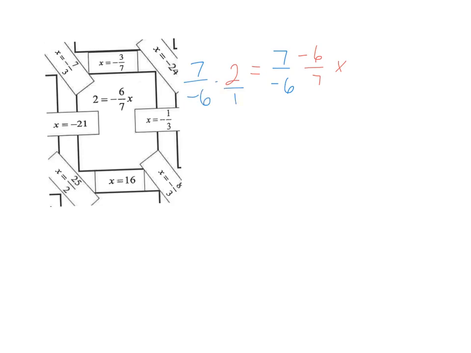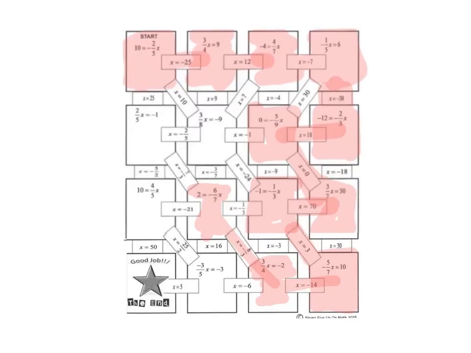Put that over 1. 7 over negative 6 times negative 6 over 7 would be negative 42 over negative 42, which equals 1. 1 times x is just x. Cross-canceling over on the left, 2 goes into 2 once, 2 goes into 6 3 times. 7 times 1 in the numerator is 7. Negative 3 times 1 is negative 3. So it looks like I got negative 7/3. So we are going up and to the left.